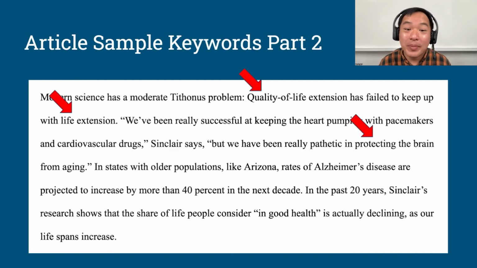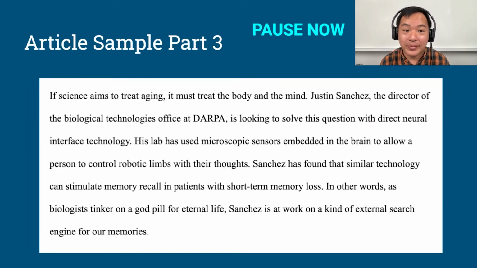Fantastic. Some important information here is quality of life extension, and protecting the brain from aging. Quality of life extension and life extension answer why. Protecting the brain from aging answers how. Pause now. Read the third part of the article and identify answers to the WH questions.